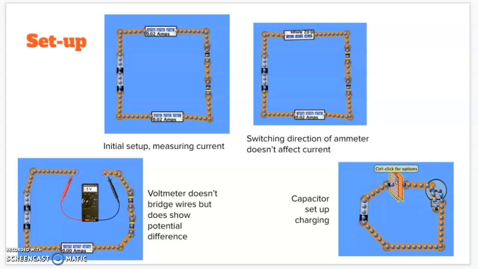We then moved on and had the RC circuit set up with the capacitor charging, and you can see the light bulb is dimming there.